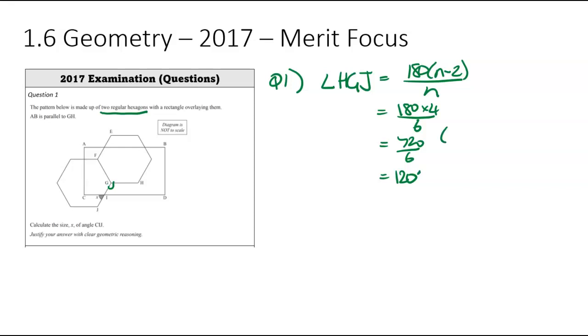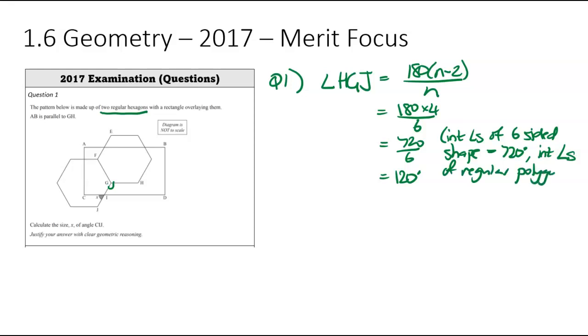Couple of reasons that we need to write down. Internal angles of a six-sided shape equal 720 degrees, and that's the numerator of what we're doing, and we're dividing it by n because it's a regular polygon. All the internal angles are going to be the same. So we're going to have internal angles of a regular polygon are equal. So that's our first step.